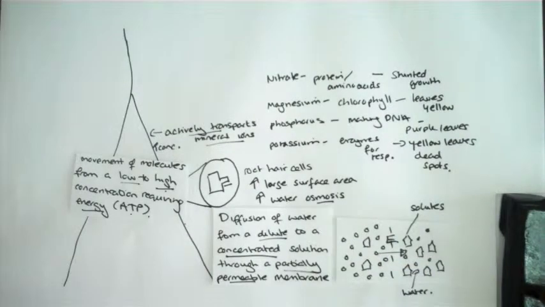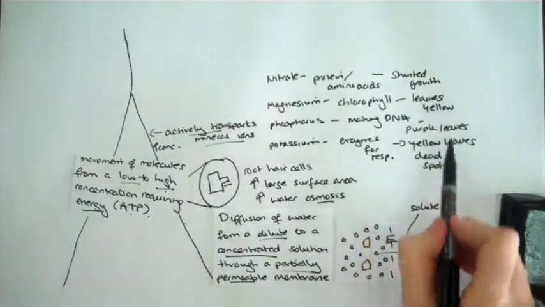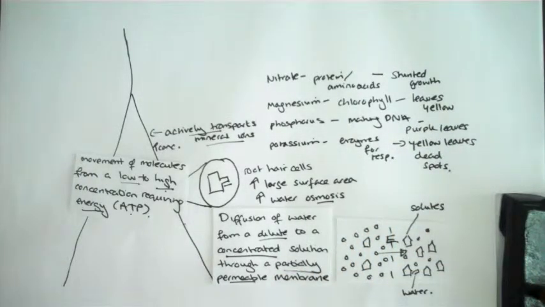Okay, so there are your mineral ions. These are the four main ones that you need to remember. More than likely, you'll only ever really be asked about one or two of them, but it is probably best to try and remember all four so that you can identify any kind of deficiencies if they ask you in a plant.